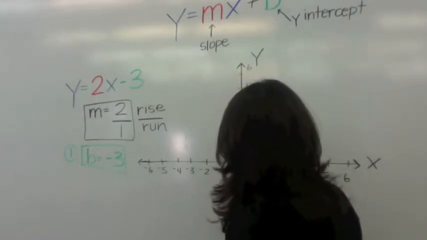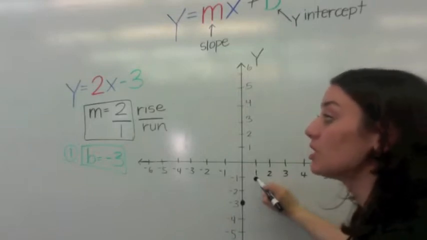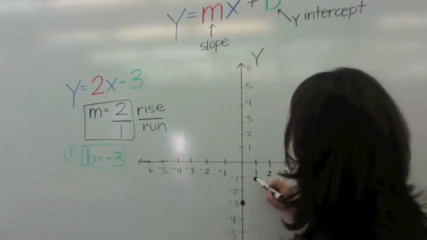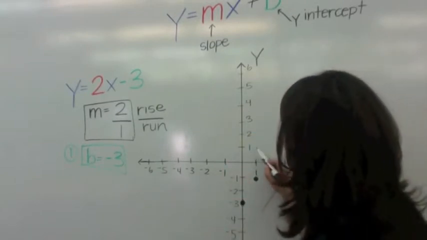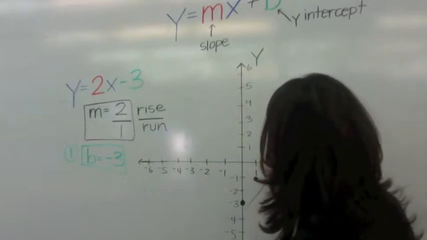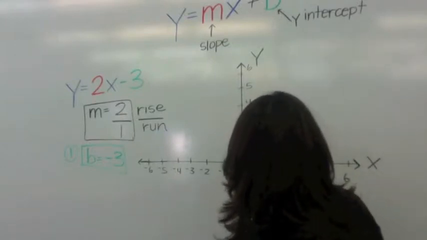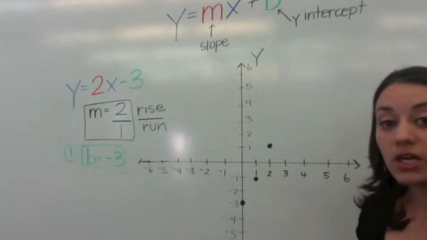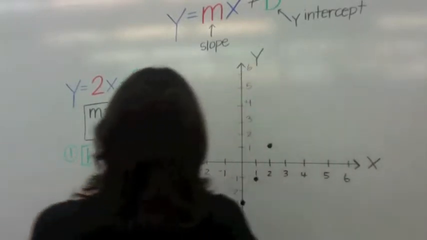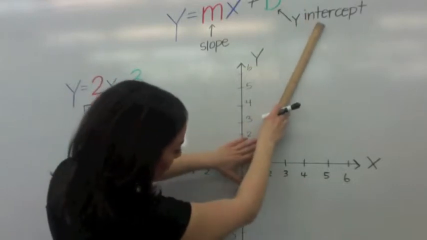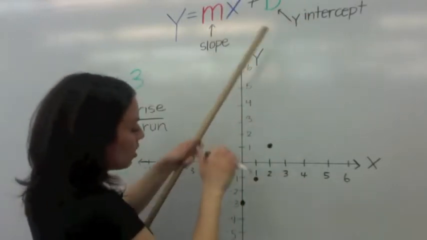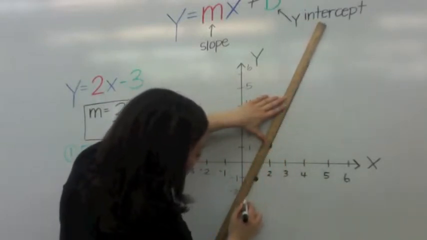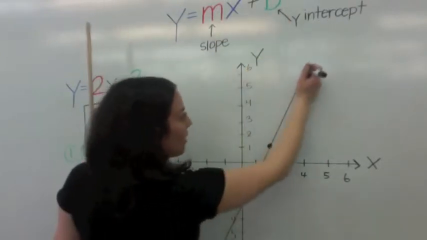Okay? From this point, I'm going to use the slope again. I'm going to go up 2 and over 1. Watch. Up 2, so 1, 2, over 1. Now from that point, you have 3 coordinate points. You can go ahead and make a straight line. Okay? So, we used the y-intercept and also the slope to graph this linear equation.